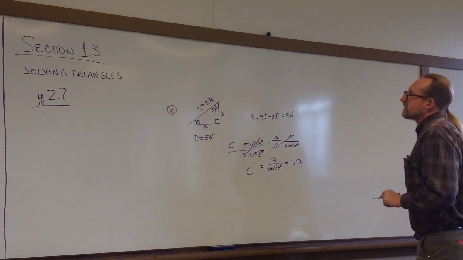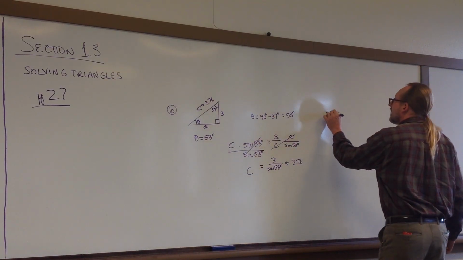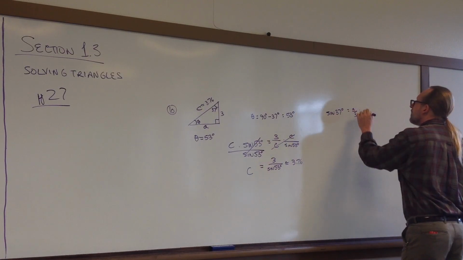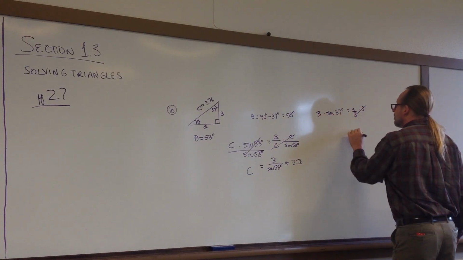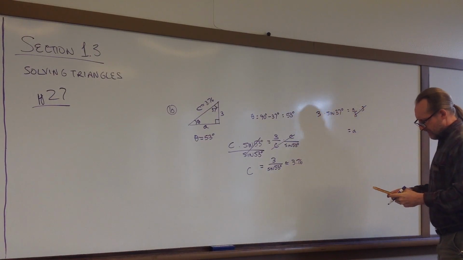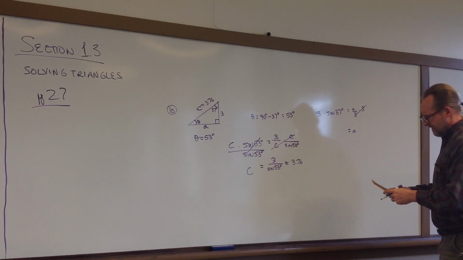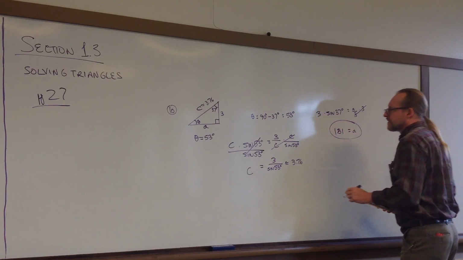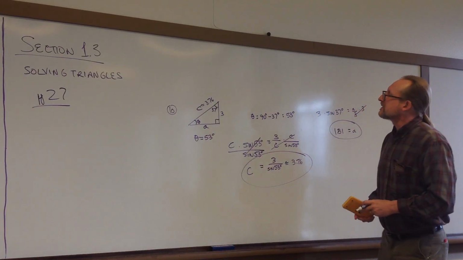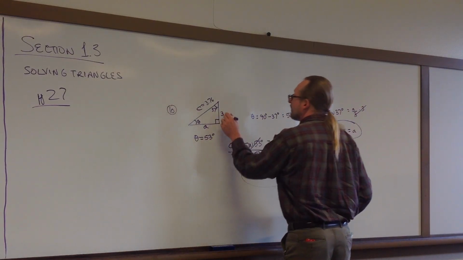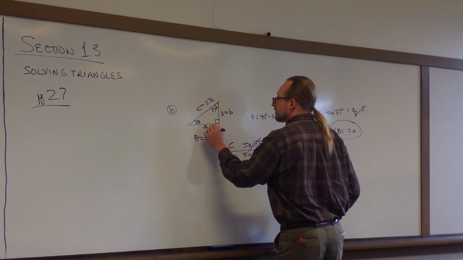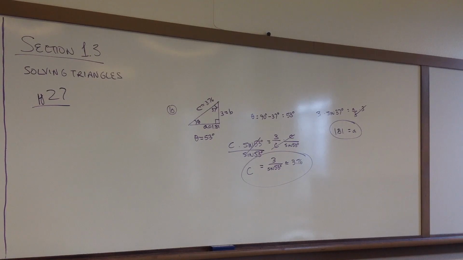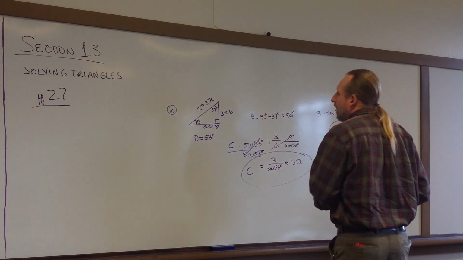Okay, and then let's see here. I'll say sine of 37 degrees is going to be a over 3. Multiply on both sides by 3. And so a is 3 times the sine of 37 degrees, or about 1.81 for side A. Side C, 3.76. And this one over here, which I guess we can call side B, is just plain over 3, 1.81.